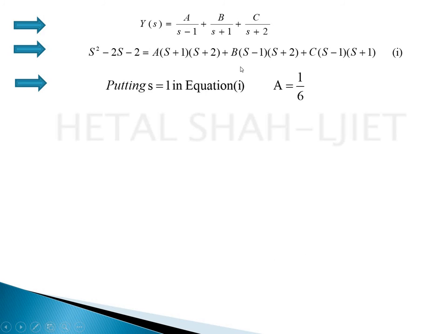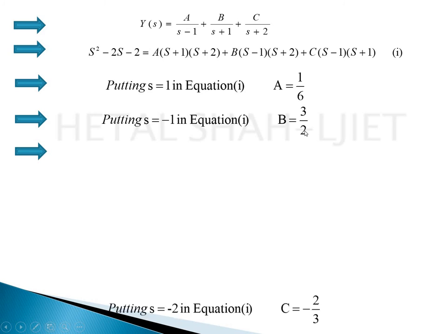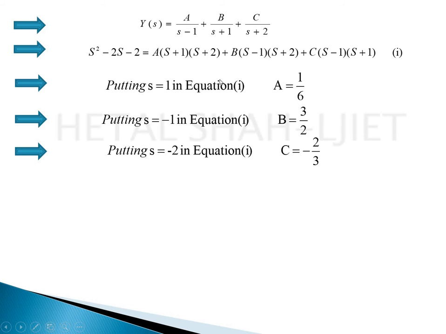By putting s is equal to 1 in equation 1, we get a equal to 1 by 6. By putting s is equal to minus 1 in equation 1, we get b equal to 3 by 2. And by putting s is equal to minus 2 in equation 1, we get c equal to minus 2 by 3. Now substitute all the values of a, b and c in this y of s. So by putting the values of a, b, c in y of s, we get 1 by 6, 1 upon s minus 1, 3 by 2, 1 upon s plus 1, and c is minus 2 by 3, 1 upon s plus 2.